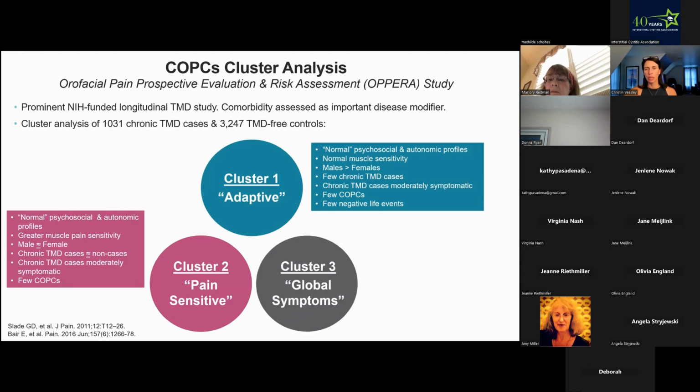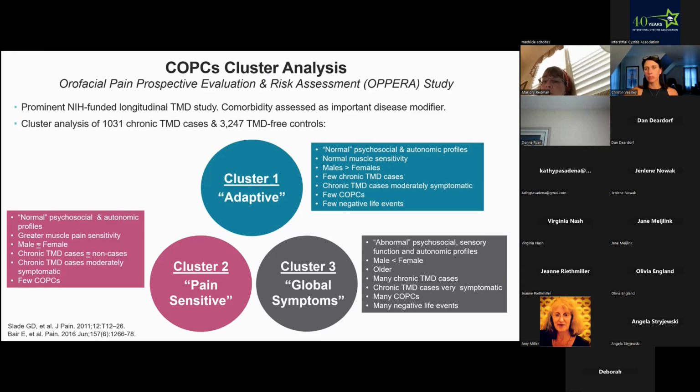And then in 3, which they termed global symptoms, these folks were found to have abnormal psychosocial, sensory, and autonomic profiles. There were much more women in this group than men. They tended to be older. They had many chronic TMD cases that fell into cluster 3. The TMD cases that were there were highly symptomatic. They had many different overlapping pain conditions and many negative life events or adverse early events.